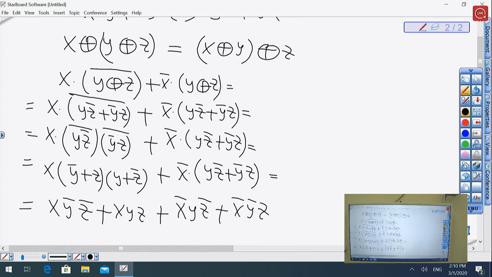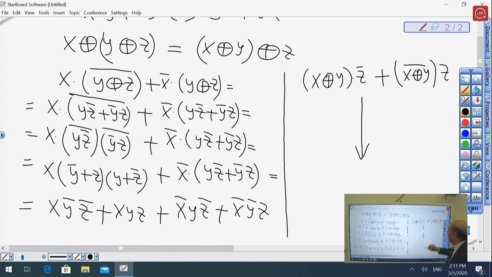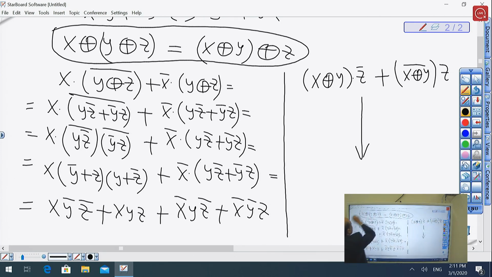So this is the left part, and now the right part I will write. It's equal to x or y ANDed with not z, or x exclusive OR y, all not ANDed with z. And I think it's easy for you to continue. You will receive the same expression, which means that the exclusive OR rule is valid.